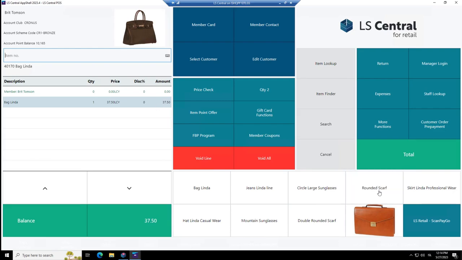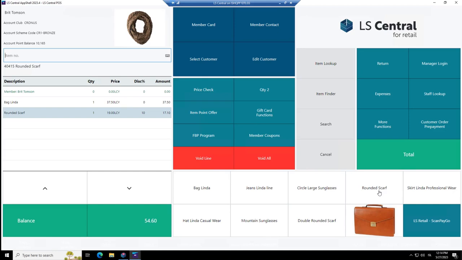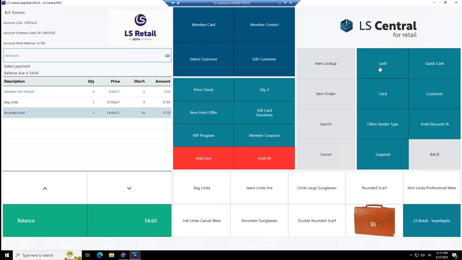So she's also buying a round scarf, so we get a little higher amount. So she's buying for 54.60. How do we do that? How do we pay with member points? First of all, of course, the member points has to be a tender type allowed in the store and in this company. And then we need to have it in our menus. So we do total. Similar as we have cash in our menus, we need to have member points payment in our menus and shared behind other tender type. And then we have member points.